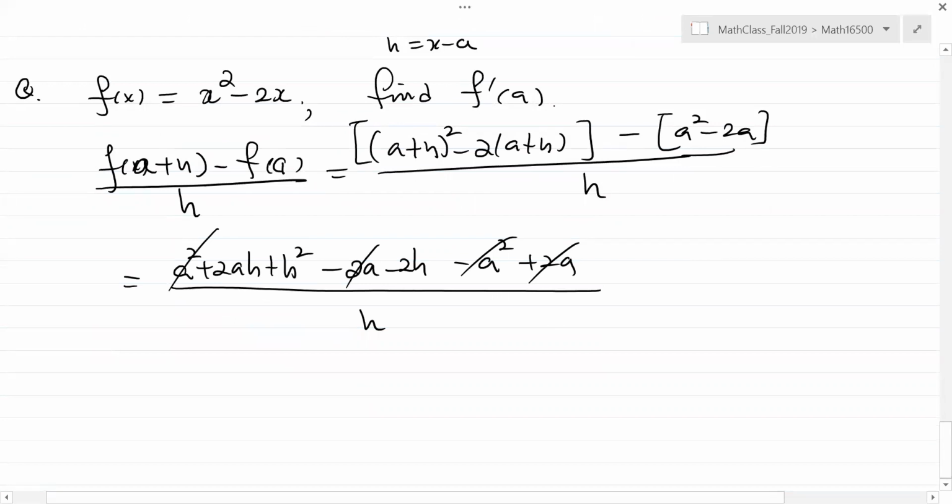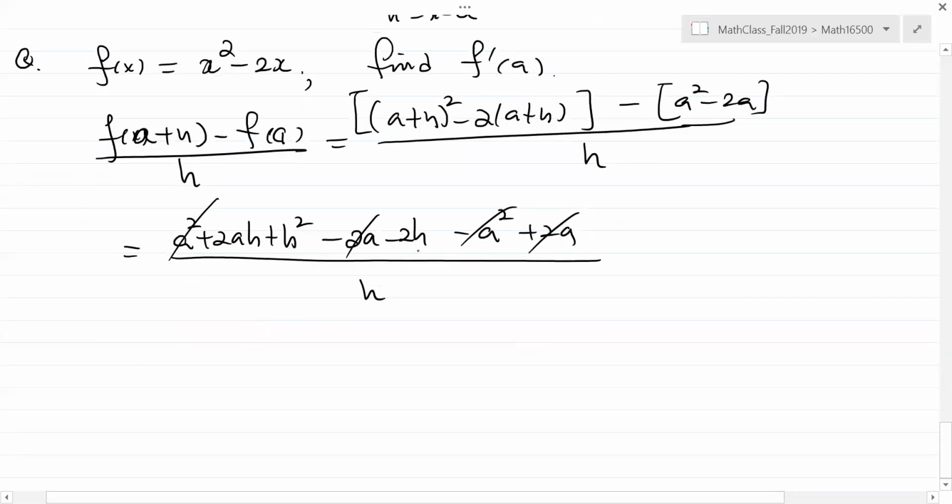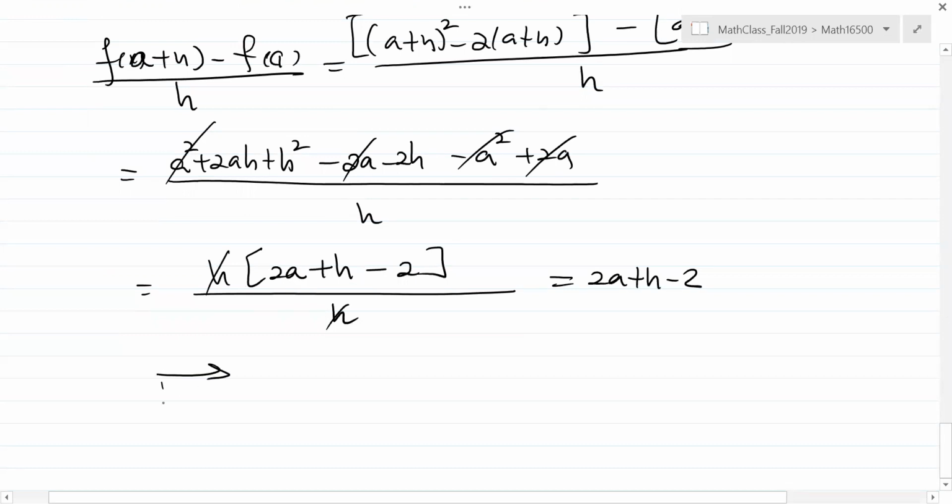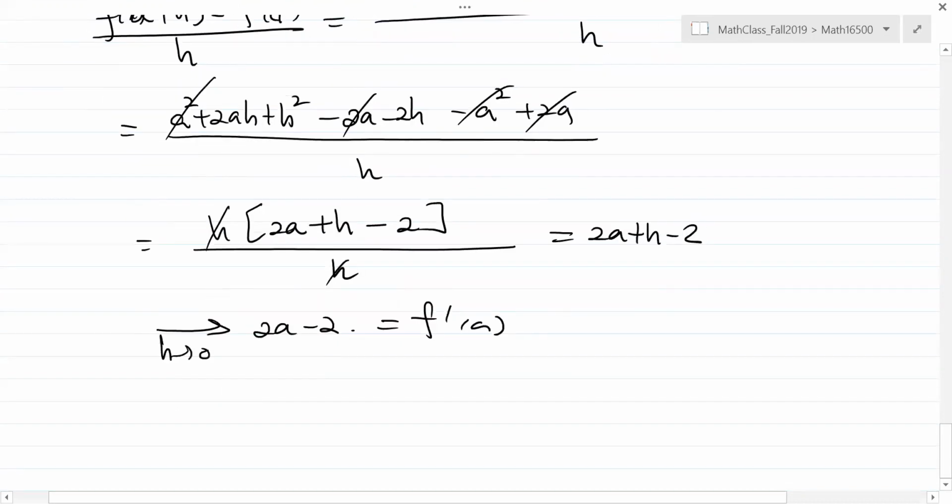So how many terms do you have? You have 2ah plus h squared minus 2h. So I can take h out of each term. You get h times 2a plus h minus 2. So the h cancels out. After you simplify, you get this. All right, now can you find the limit as h approaches 0? Yes, it's easy to see that as h approaches 0 this is 2a minus 2. So that is the derivative of the function. So you find the derivative.